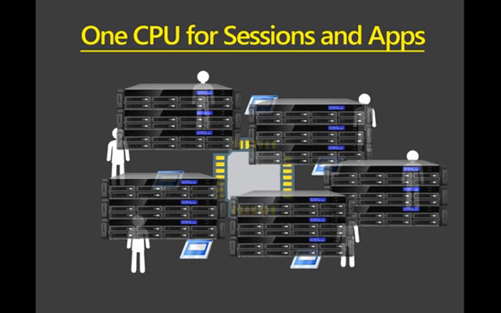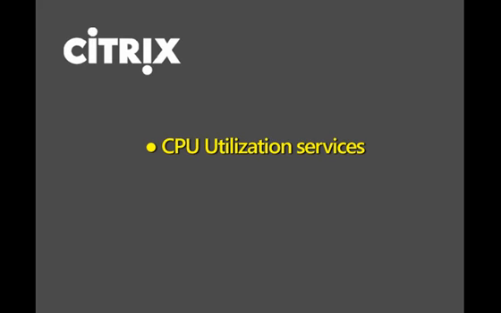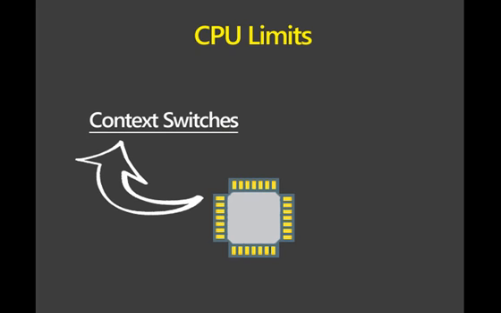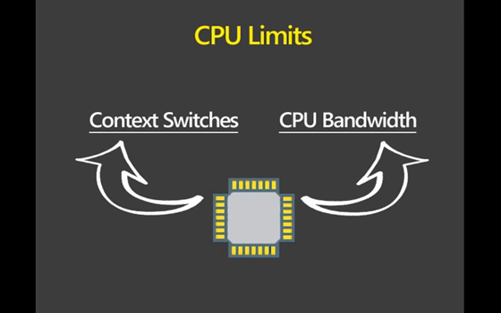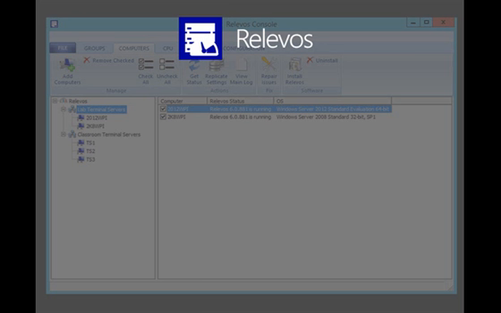hardware to support it. Some customers may take advantage of the higher versions of XenApp and XenDesktop that include CPU utilization services. This does help, but it doesn't throttle the CPU. No matter how fast the server hardware is, there's an upper limit on context switching and how much CPU bandwidth is available. Relevos manages the CPU of processes so a process cannot affect other users on the server.